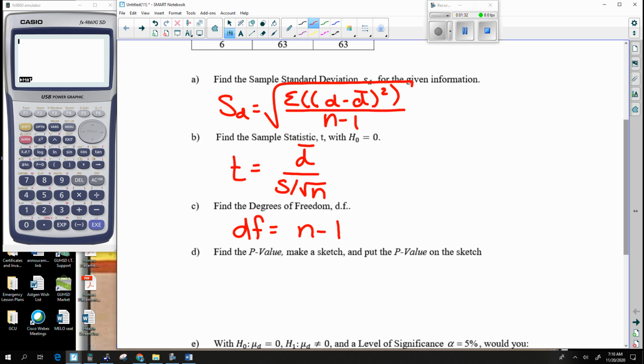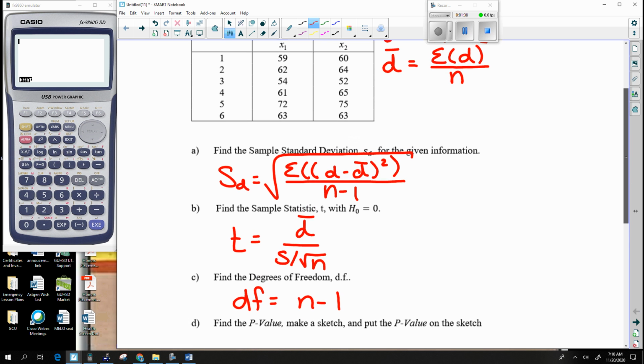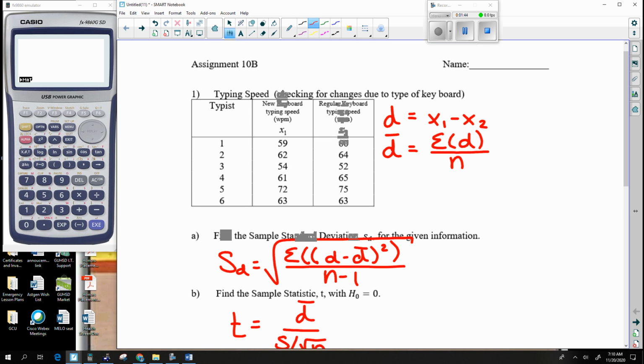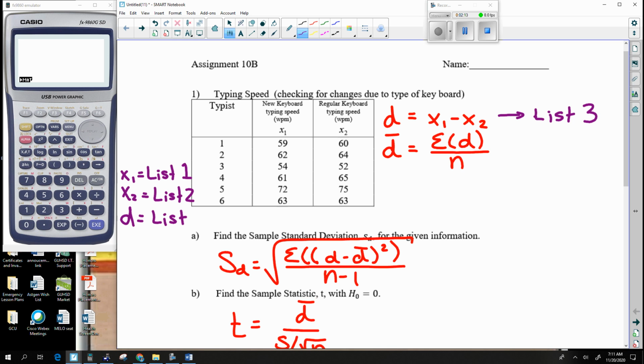And then from there on out, it's drawing your curve and making some determinations from your material. So how I begin this is I begin with making x1 my list 1, make x2 my list 2. And then from there we are going to be able to discover our difference d, and that I store as list 3. It's going to be a list, so ultimately d is going to be list 3.